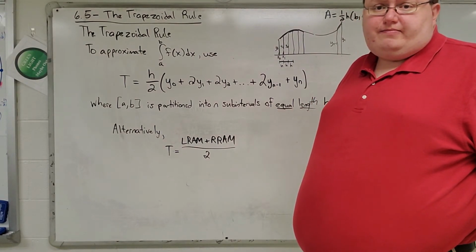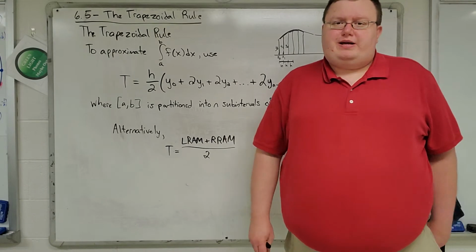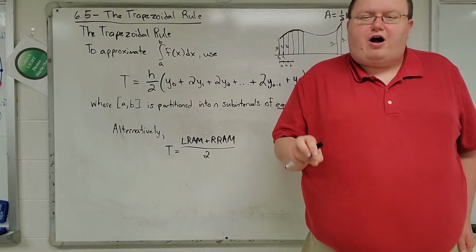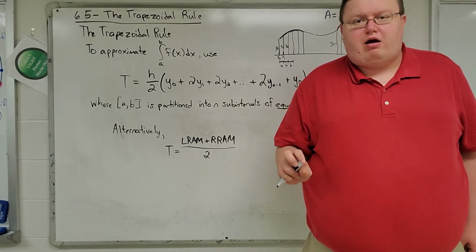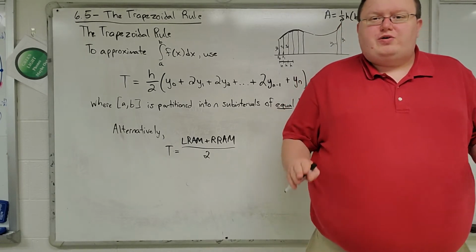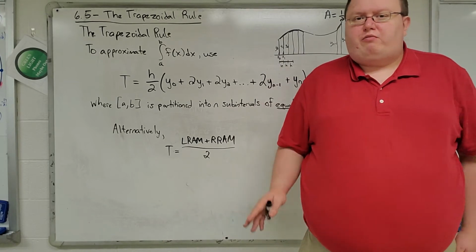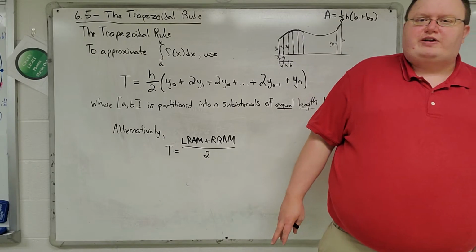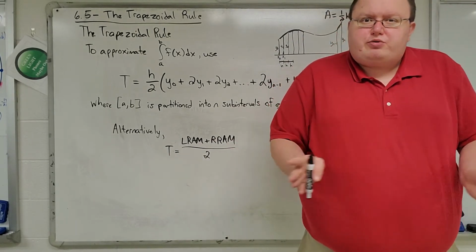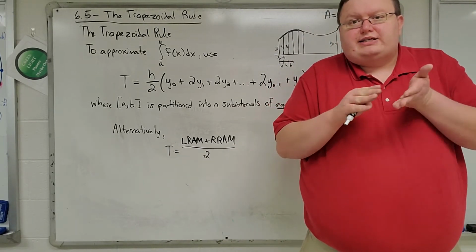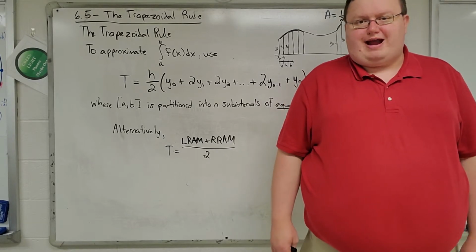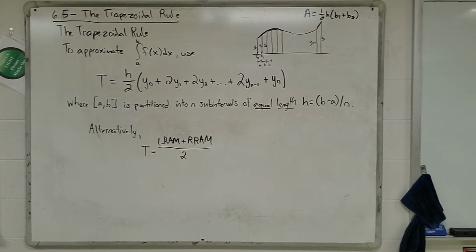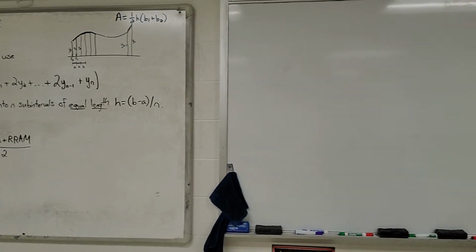Okay? That's important to note because that means the trapezoidal approximation will always be in between the LRAM and the RRAM. We already know that with LRAM and RRAM one of them usually is a little bit more of an overestimate and one of them is a little bit more of an underestimate. So getting in between would make us a little bit closer to the actual area under that curve. Okay? So let's look at an example.